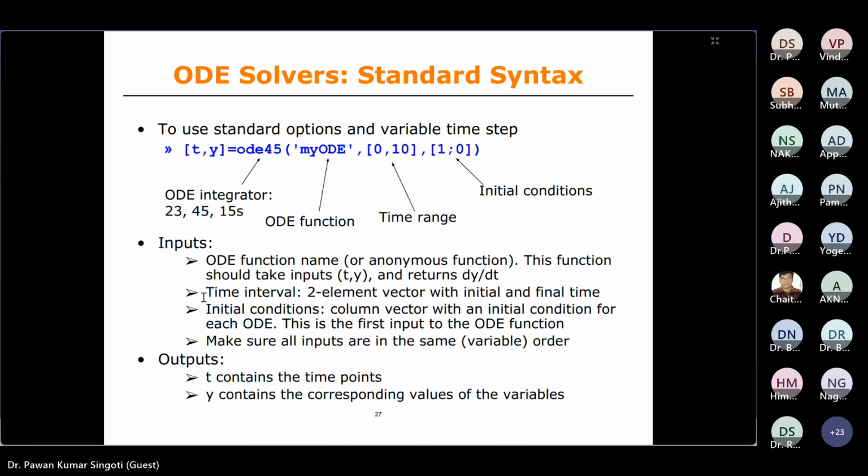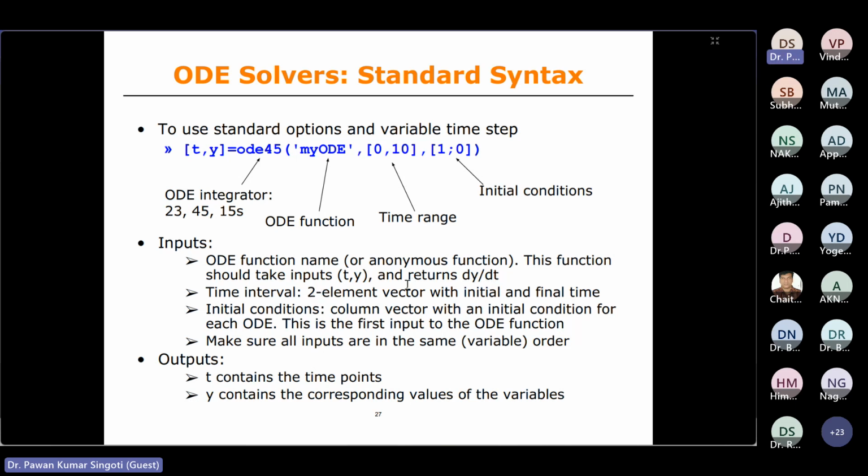How will we call the functions over here? We just write ode45. ode is the integrator, and odefun is the ODE function: the function you want to solve. This is the time range, and this is the initial condition. What input does it need? It requires the ODE function name, so we can make a function which we can call over here. This function should take input t comma y and return dy by dt.